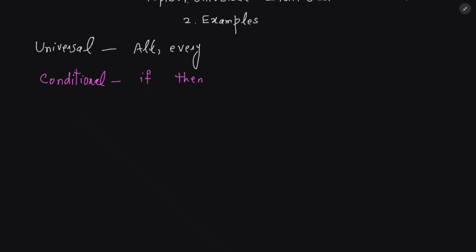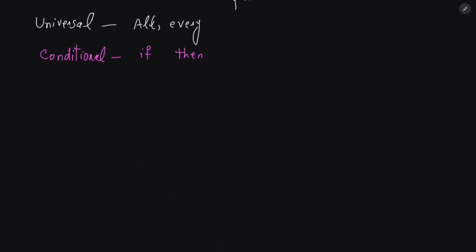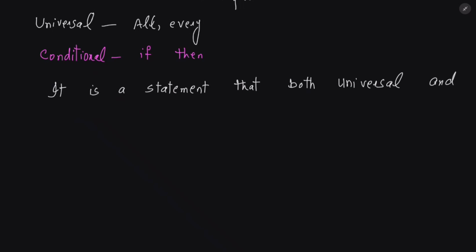So formally we define a universal conditional statement. It is a statement that is both universal and conditional. Let me just give you a very simple example, and then we will talk about some other examples as well.